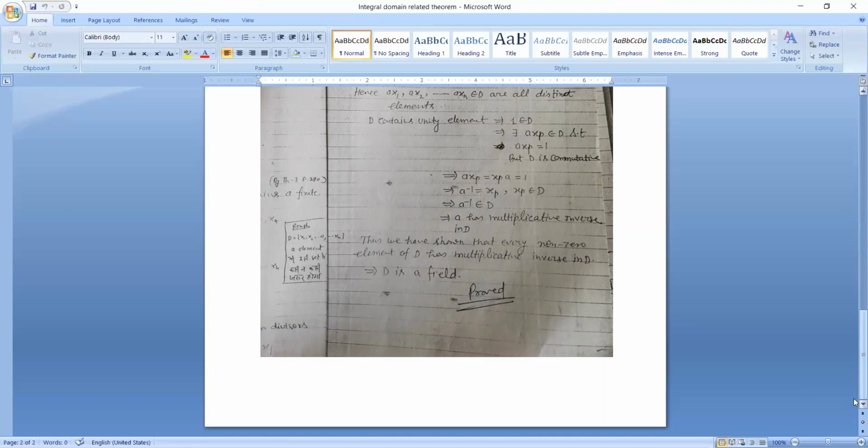D contains a unity element, that implies 1 belongs to D, that implies there exists an element xp belonging to D such that a xp is equal to 1. But D is commutative, that implies a xp is equal to xp a is equal to 1. That implies a inverse is equal to xp, xp belongs to D, that implies a inverse belongs to D. That implies a has the multiplicative inverse in D. Thus, we have shown that every non-zero element of D has a multiplicative inverse in D. That implies D is a field.